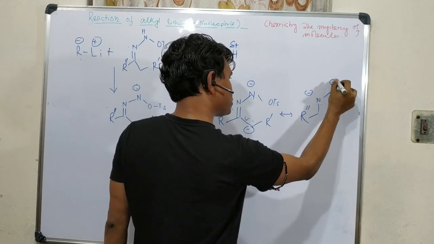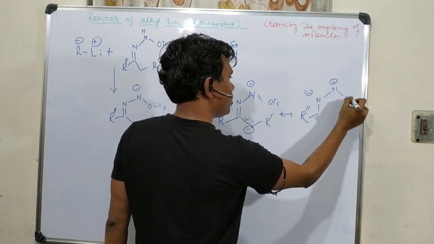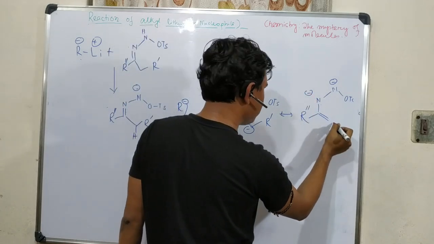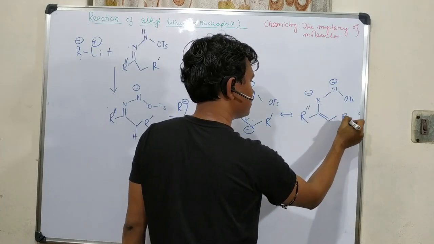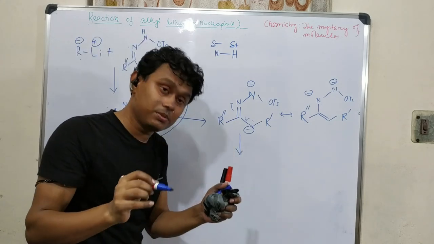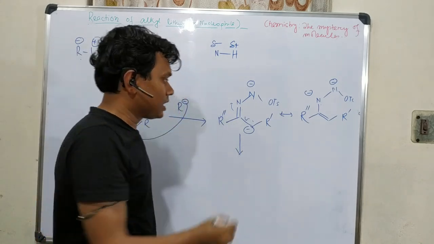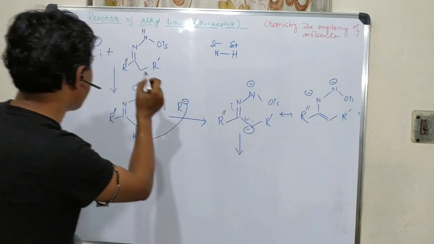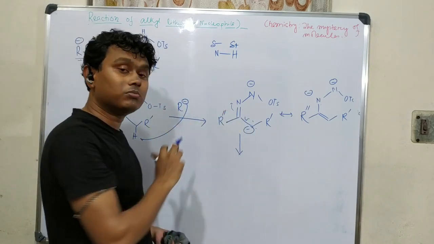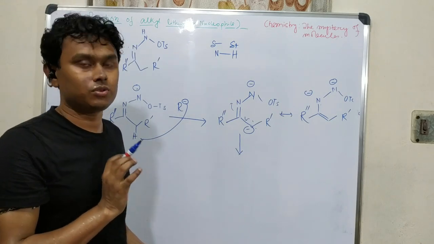So you may ask one question: will two negative charges on adjacent carbons be stable? Of course not. It will not be stable, it will react. But I showed that there is a possibility of delocalization of charge. This is also an sp3 carbon and this is also an sp3 carbon. What is the driving force that it will form? This is the driving force that it will form.